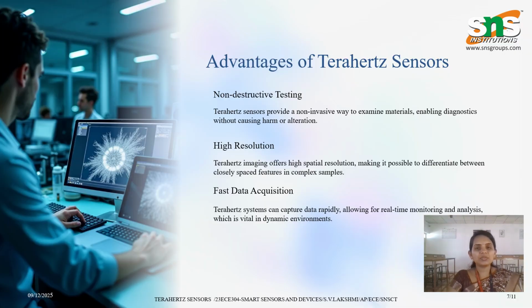So, advantages of the terahertz sensors. It is mainly for non-destructive testing, which means that it provides a non-invasive way to make the diagnosis without causing any harm to the target. And high resolution: this offers high spatial resolution, making it possible to differentiate between closely spaced features in a complex sample. And also faster data acquisition. This allows for good real-time monitoring and analysis of the data.